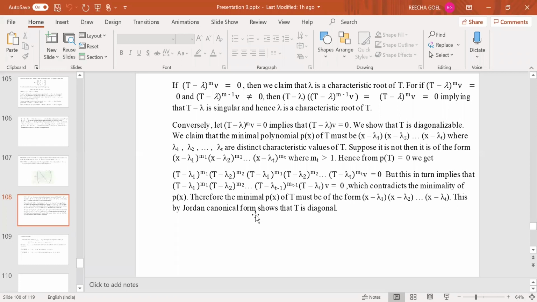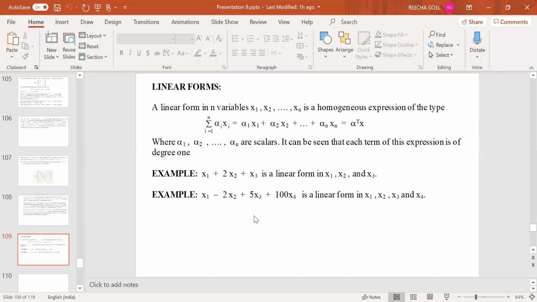Then next I have got different types of forms: linear forms, quadratic forms.